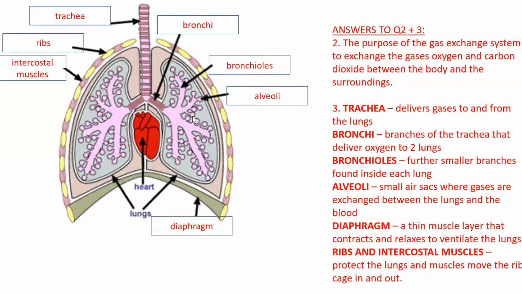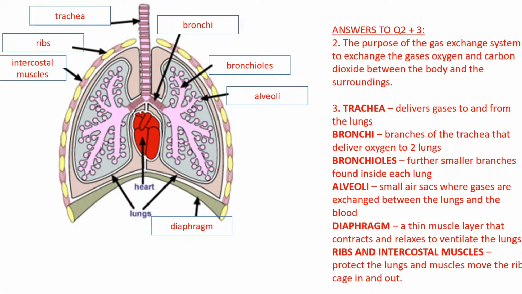Alveoli, so these little round bits. They're air sacs, so they sort of inflate and deflate like little tiny balloons. So small air sacs where gases are exchanged between the lungs and the blood. So that's what happens in the alveoli. We'll talk a bit more about those later.